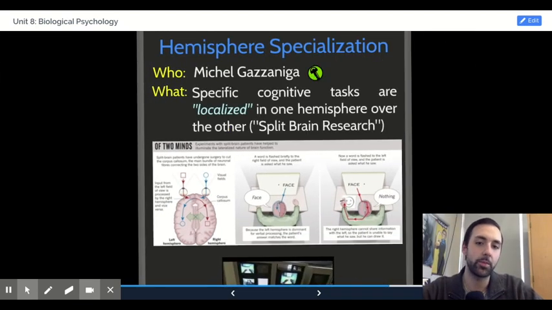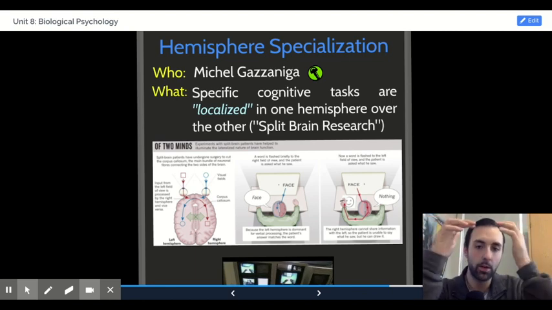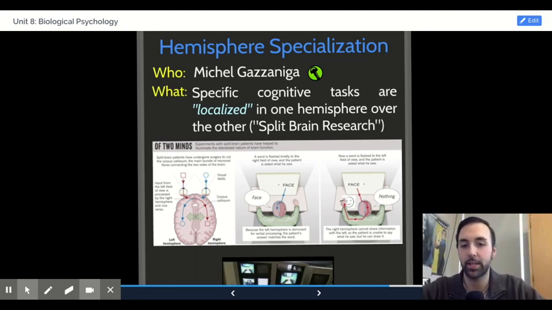Hemisphere specialization was the primary topic of focus by key psychologist Michael Gazzaniga. There's a typo here, it should say A-E-L, not Michel Gazzaniga, it's Michael. Gazzaniga conducted research on split brain patients. We briefly referenced the idea of split brain patients back in 8.5b when we talked about the corpus callosum. That was the region of the brain and the bundle of neurons that attached your left and right hemispheres together.